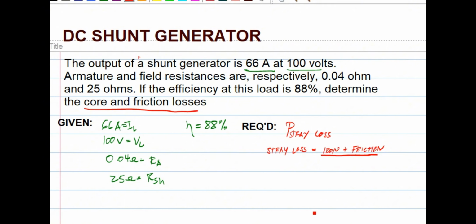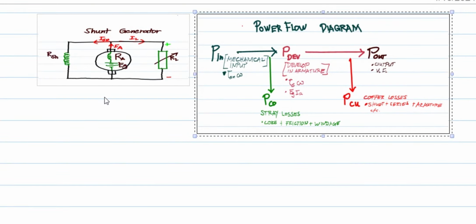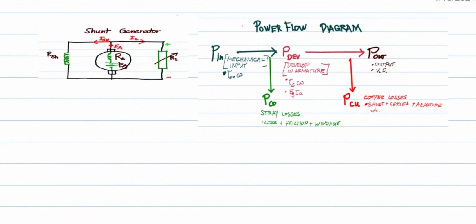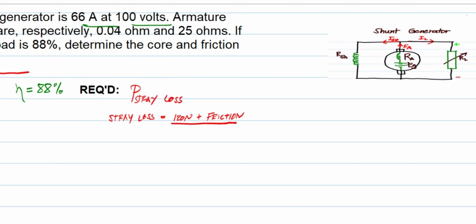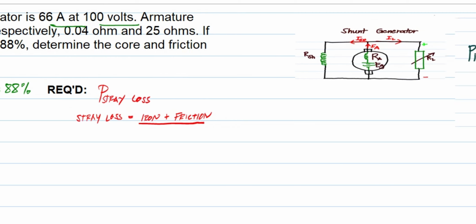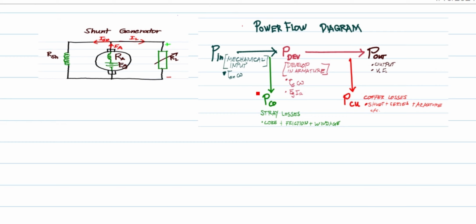Okay, let's start with drawing the circuit and the power flow diagram. This is the shunt generator circuit and the power flow diagram. What is missing, or what is required? The stray loss. The stray loss is located here, before the power developed and after the input power, the overall mechanical input.